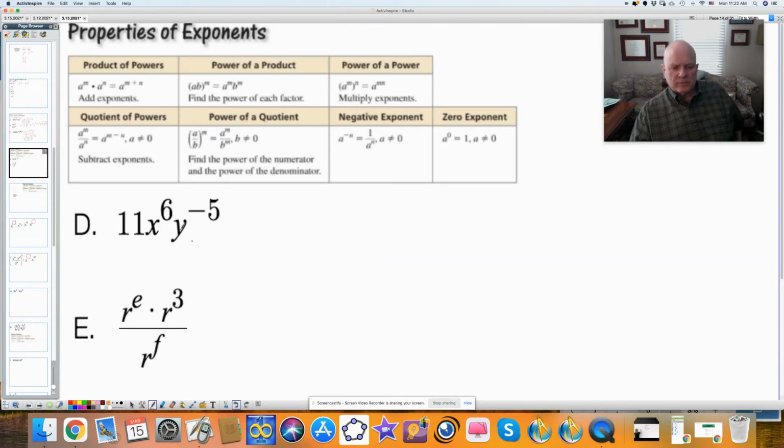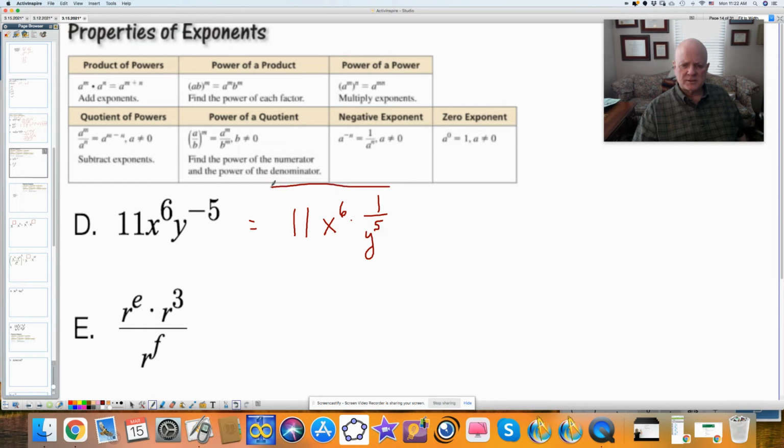Our next problem. The only thing I have here is a negative exponent. I don't have any other things to combine. To change that to a positive exponent, I will flip it and take the reciprocal and make that a positive. And 1 over y to the 5th.